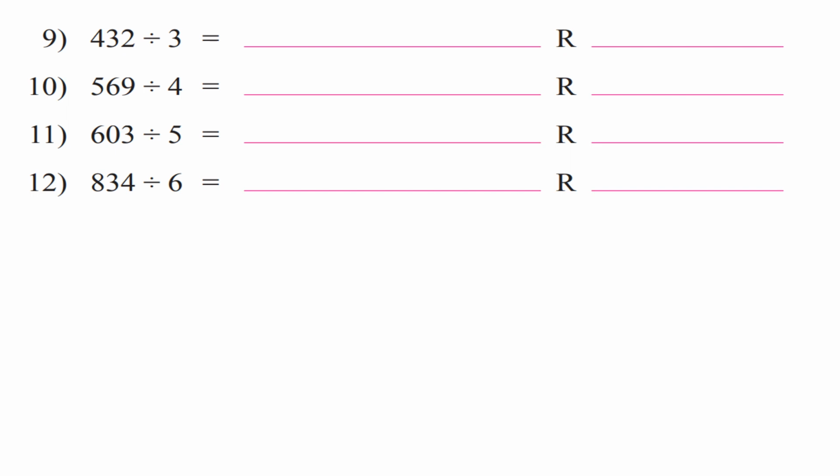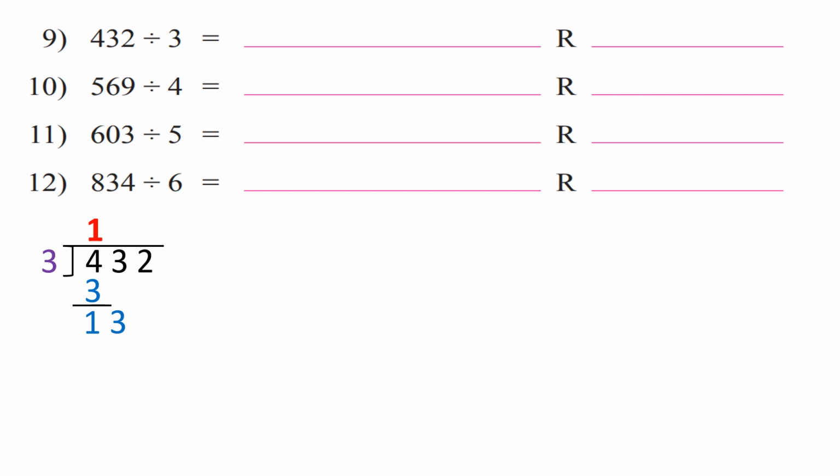Answer number 9. Number 9 is 432 divided by 3. First you divide 4. 4 divided by 3 is 1. 3 times 1 is 3. Next is 4 minus 3 is 1. Then bring down the next number, 3.